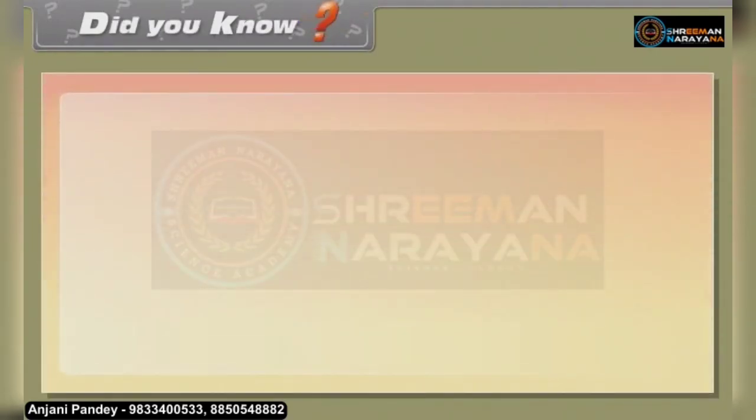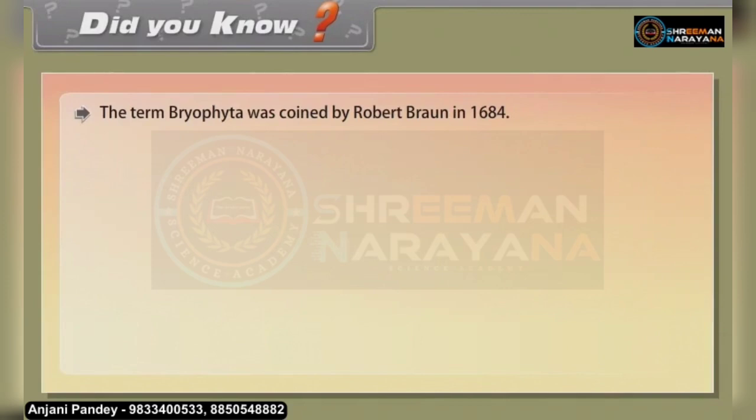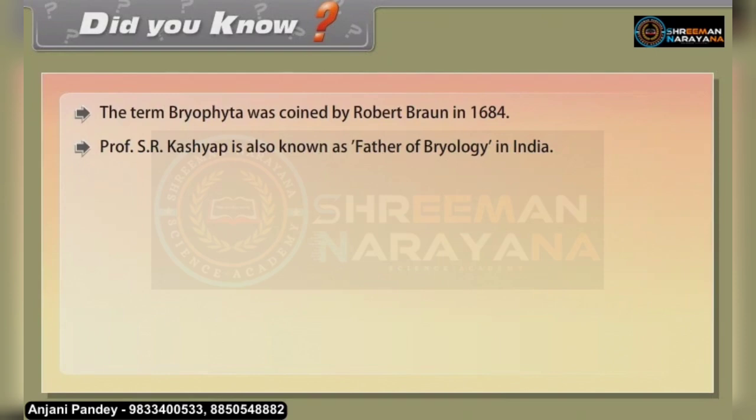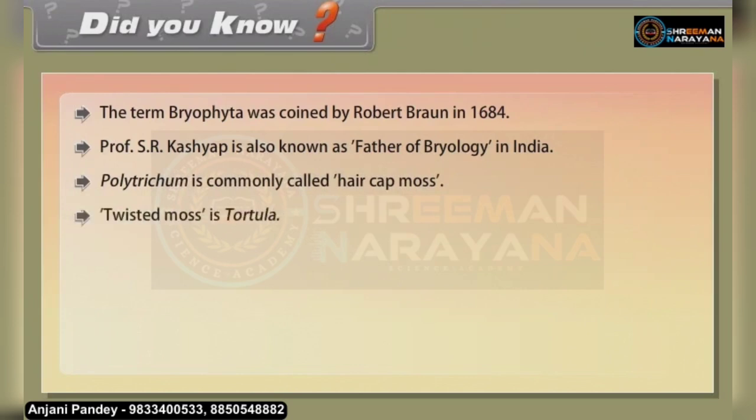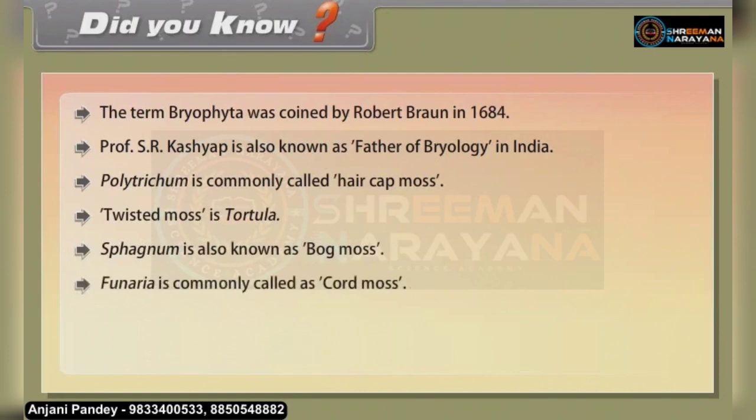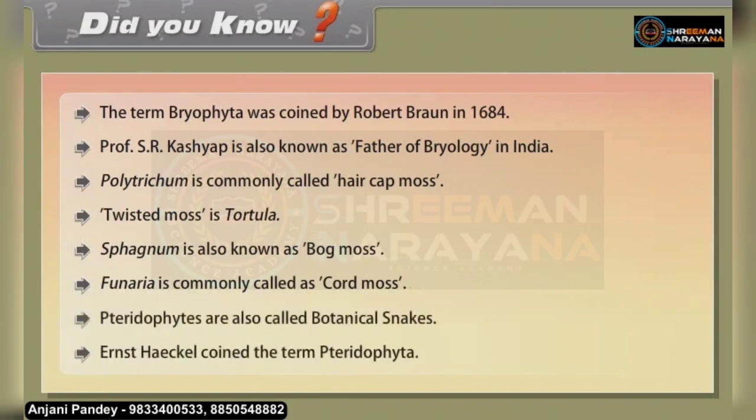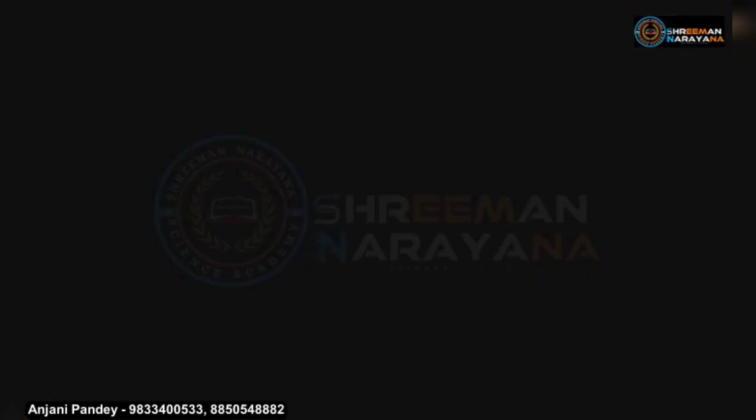Did you know the term bryophyta was coined by Robert Braun in 1684? Professor S.R. Kashyap is also known as father of bryology in India. Polytrichum is commonly called haircap moss. Twisted moss is Tortula. Sphagnum is also known as bog moss. Funaria is commonly called cord moss. Pteridophytes are also called botanical snakes. Ernst Haeckel coined the term Pteridophyta.